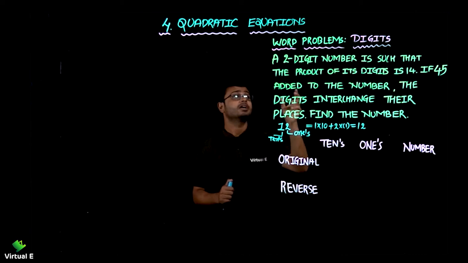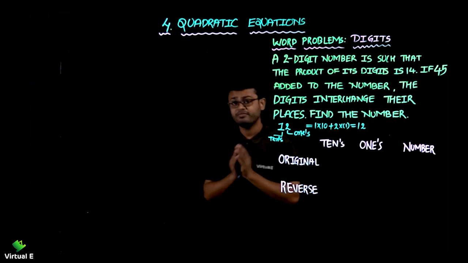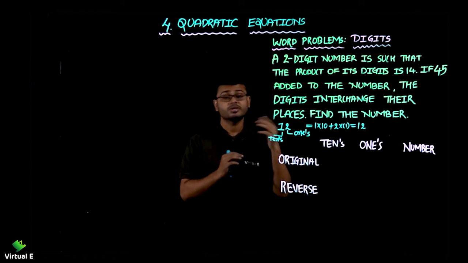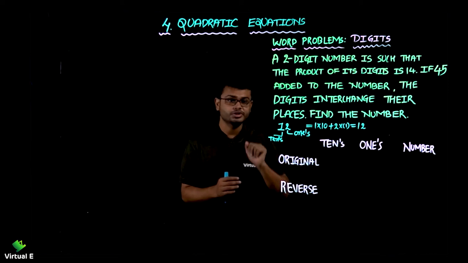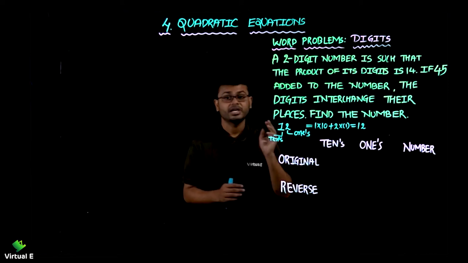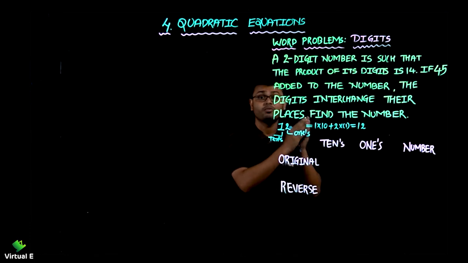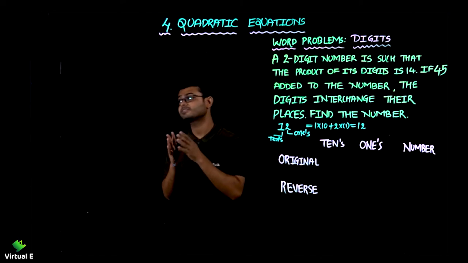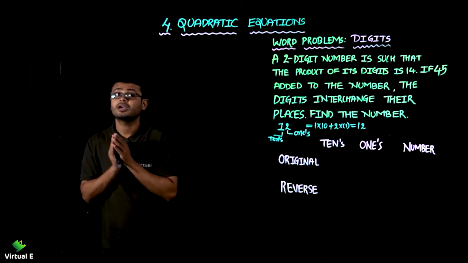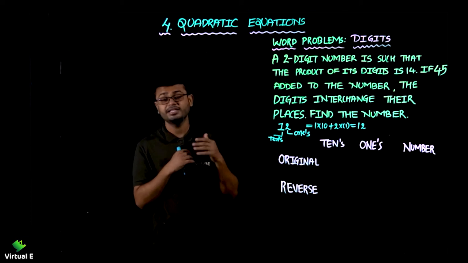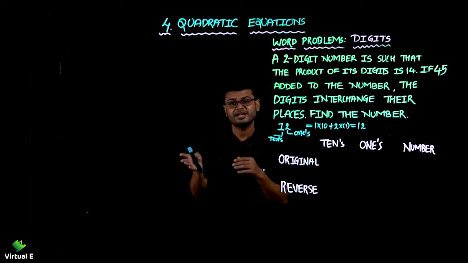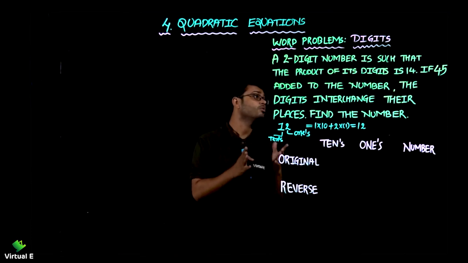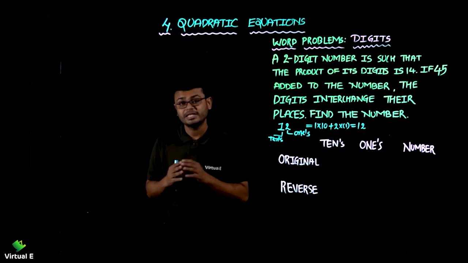Then it is given, if I take the product of these two digits, that is 14. Suppose I take the product of the two digits, 1 multiplied by 2, that will give me 2. But in this case, the product is 14. So one factor of 14 could be 14 into 1, but 14 is a two-digit number, so we cannot take that. Another is 2 into 7, or 7 into 2, that will give you 14. So we don't know which is the number, 72 or 27. We need to find it.